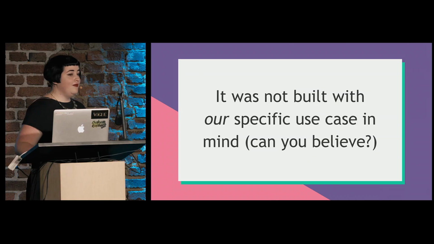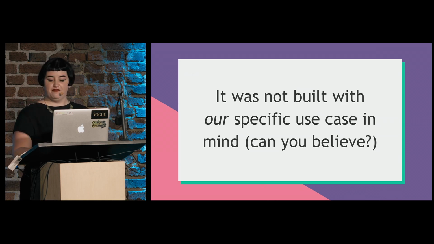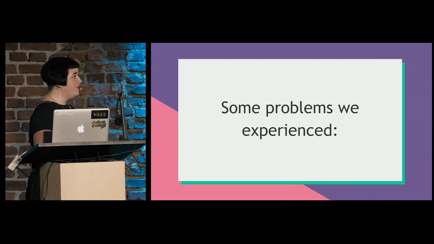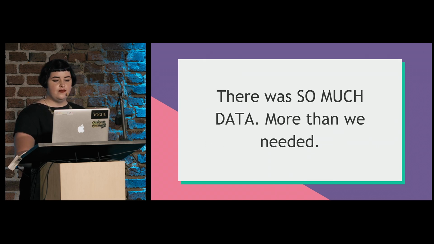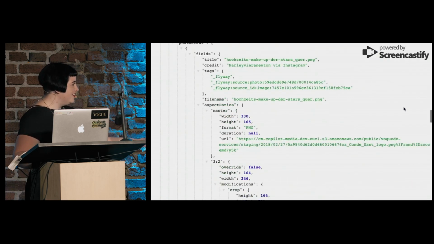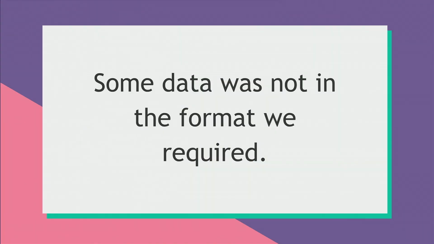But there are some problems that you will commonly experience when you're working with third-party APIs. Mainly because it was not built with our specific use case in mind. Outrageous, I know. And here are some of the problems that we experienced. So field names did not always make sense to us. Some of them were some really specific publishing jargon that would always confuse newcomers to our code base. There's also so much data, way more than we needed, as evidenced here. And some of the data was not in the format that we required.